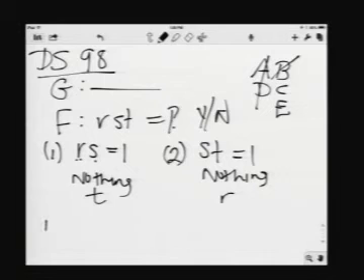So at this point, we consider 1 and 2 together and see if together we have enough information. So together, what most people assume is that each of these variables individually is 1, which is how you get RST equal to 1.